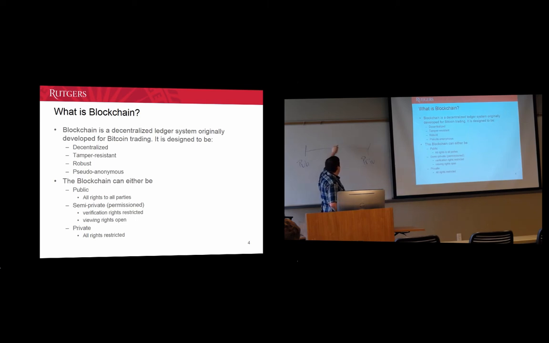And then in the middle, you have semi-private, where you can have viewing rights open to some people and verification rights restricted. In that situation, maybe everyone has the right to view, but not everyone has the right to verify information. In private, everyone gets put into a little box. Everyone understands this so far?